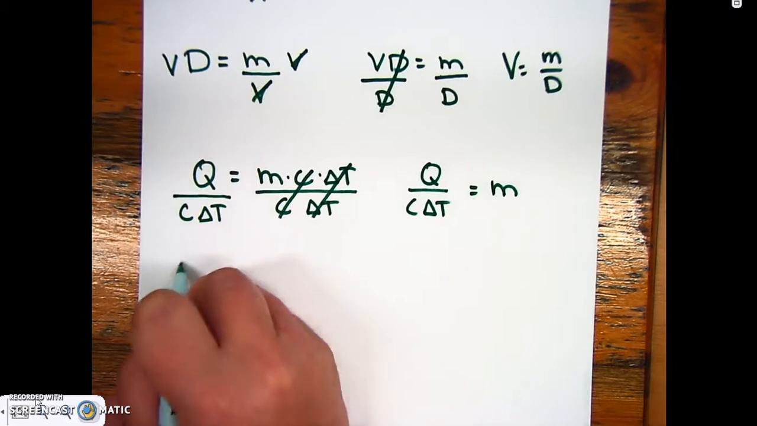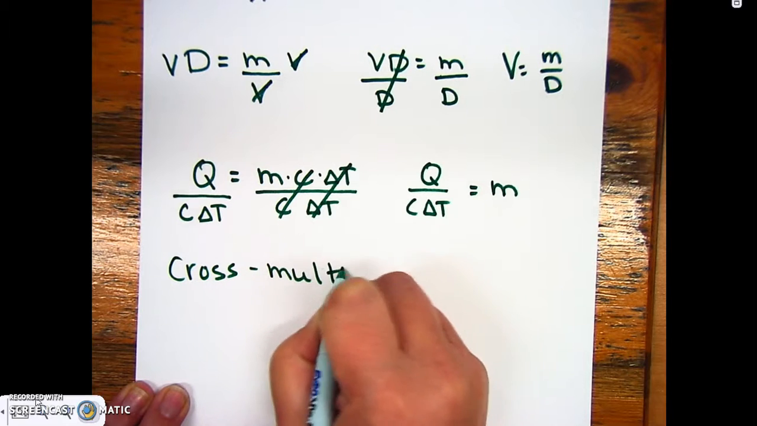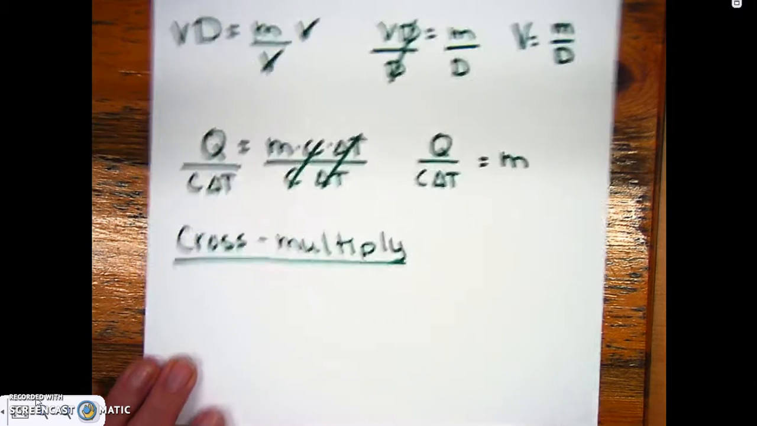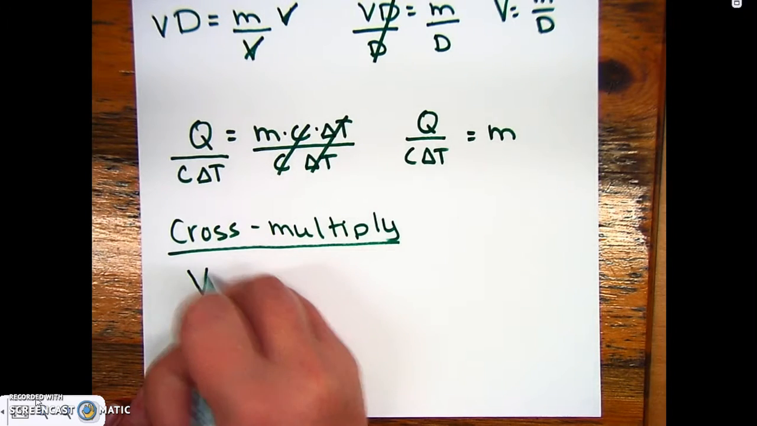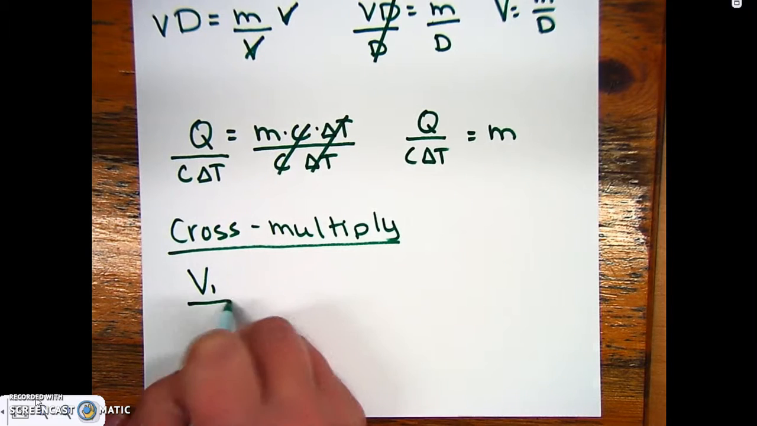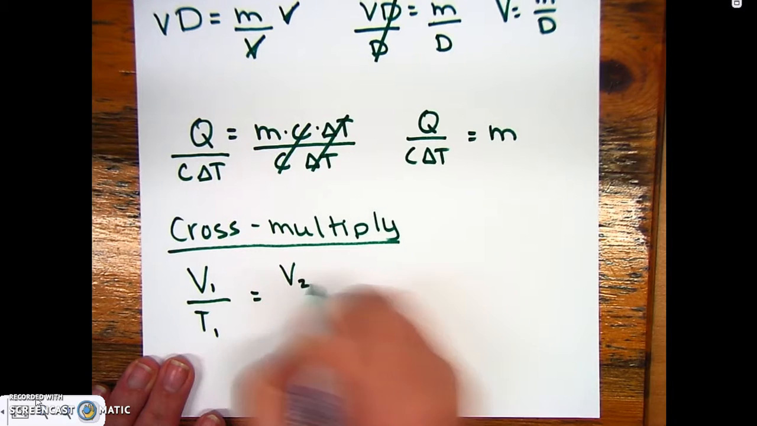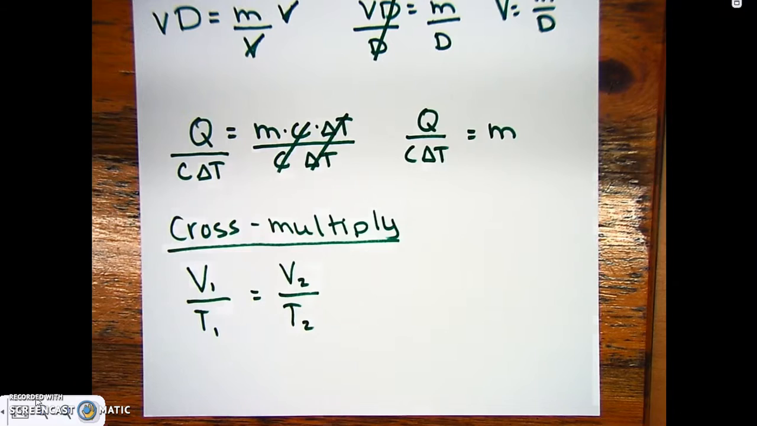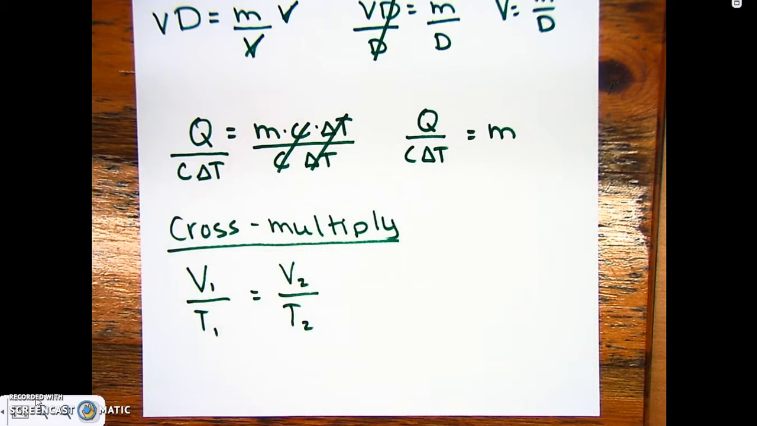I'm going to show you one more little trick that I use, and what we're going to need to use when we're learning about gas laws is cross multiplying, right? So one of our gas laws is called Charles' law, which says that the initial volume of something over the initial temperature of something is equal to the final volume over the final temperature. So this is sort of a ratio, and you have to keep them together, right? So V1/T1 equals V2/T2.